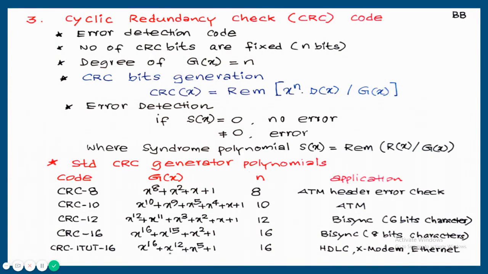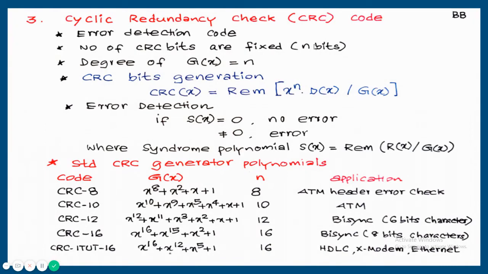Like our even parity check bit. If the number of data bits are 7, we get one even parity check bit. If the number of data bits are 10, then also we'll get one extra bit. If the number of data bits are 15, then also we can generate one parity bit. There, the number of parity bits is fixed. Similarly, here, number of CRC bits are fixed and number of data bits are not fixed.